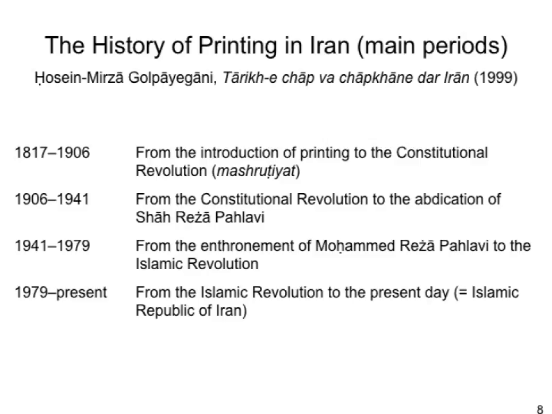As for the history of printing in Iran, in his History of Printing and Printing Establishments in Iran, 1999, Persian scholar Hossein Mirza Golpoygani has defined four main periods. First, from the introduction of printing 1817 to the Constitutional Revolution, 1906. From the Constitutional Revolution to the abdication of Shah Reza Pahlavi in 1941. Then from the enthronement of Muhammad Reza Pahlavi in 1941 to the Islamic Revolution, 1979, and the last period from the revolution to the present day, that is the period of the Islamic Republic.